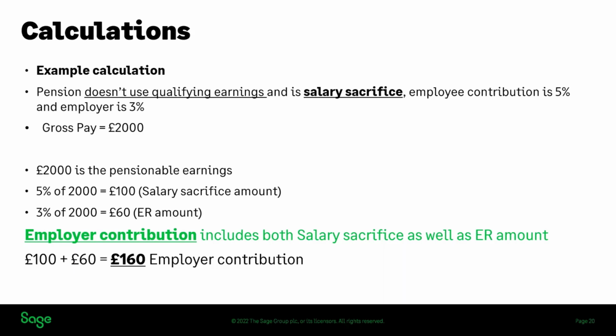Now with salary sacrifice, the employee will see £100 salary sacrifice, but they will not see any employee contributions. This is because when it comes to salary sacrifice pension schemes, they are classed as employer contributions only. So what you'll see, and I'll show you this in the program, is that the employer contribution includes both the salary sacrifice amount, £100, as well as the employer's amount, which is £60. So what you'll see is often the employer contribution totaling both of those together. Now, as an example, let me show you.